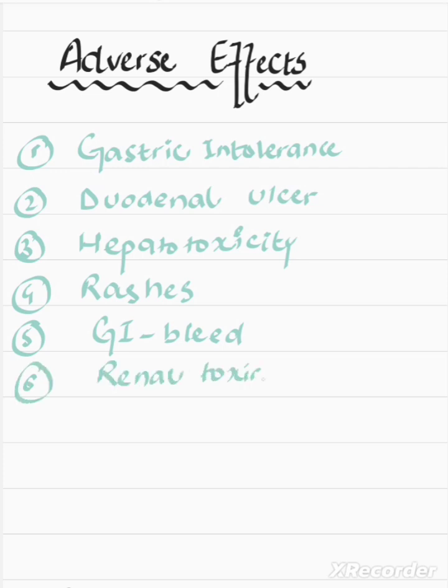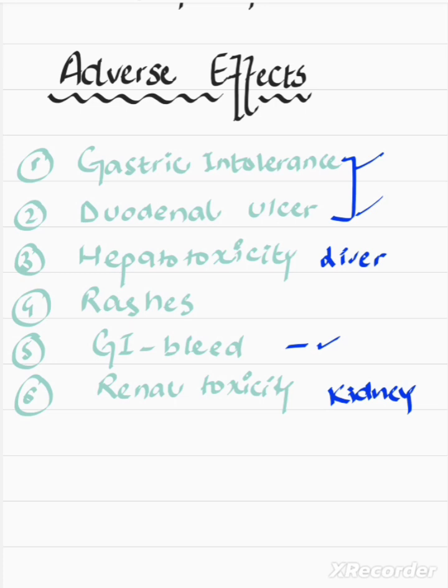So the most common adverse effects that are seen with the aspirin are related to the GIT. It will cause GIT intolerance, duodenal ulcers, GIT bleed, and then one is related to the liver and one is related to the kidney. So whenever we are giving aspirin, we need to keep all these adverse effects in mind, and we need to monitor patients for these adverse effects.